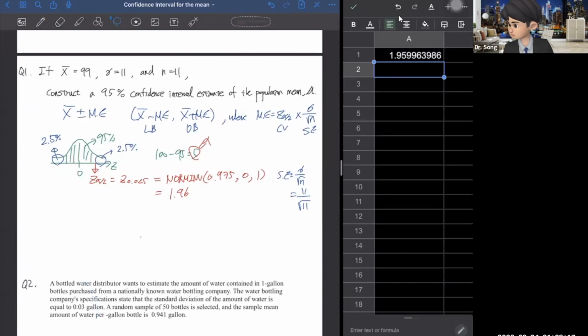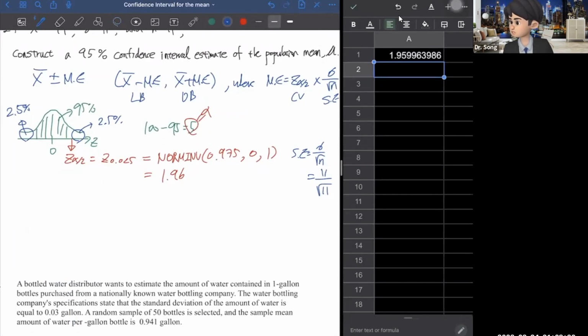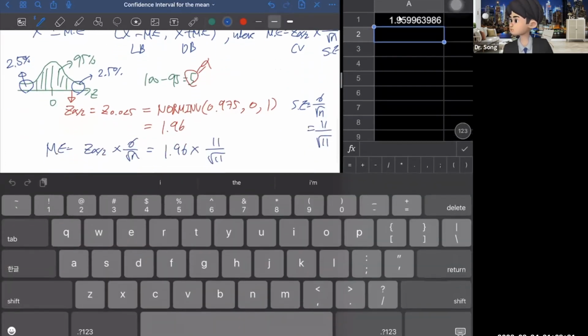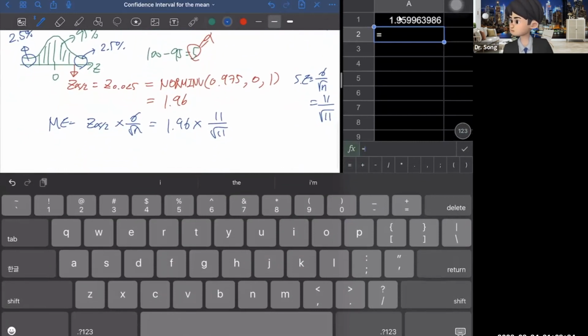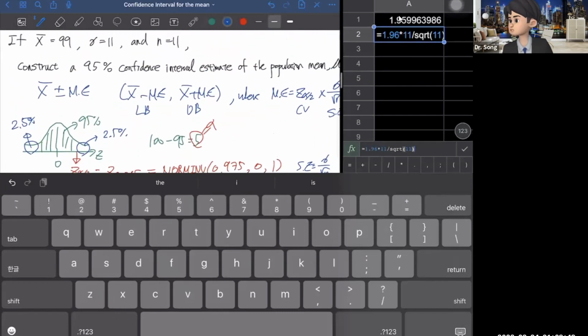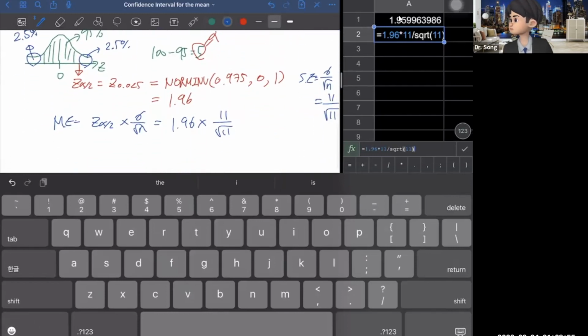So then we can calculate the margin of error. So Z alpha over 2 times the sigma over square root n is 1.96 times 11 over square root 11. So let me calculate the margin of error by using this Excel. 1.96 times 11 over square root 11. Because the sample size is not large enough, we need to have the assumption that X follows a normal distribution. Otherwise, we cannot use a normal distribution. Okay? So the margin of error is 6.5 something.